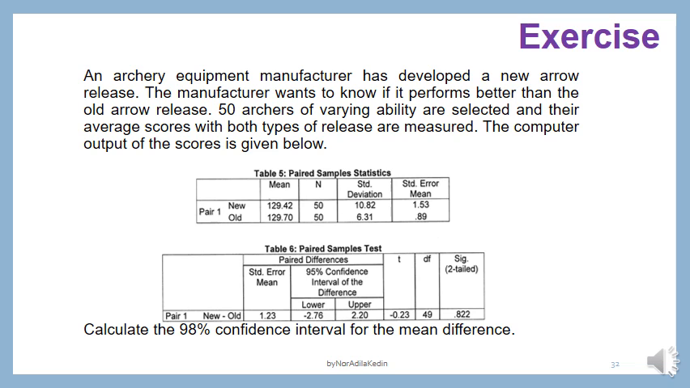Okay, untuk exercise ni, you all boleh cuba sendiri. Cuma saya explain a few things lah. Okay, dia kata, an archery equipment manufacturer has developed a new arrow release. The manufacturer wants to know if it performs better than the old arrow release. So 50 archers of varying ability are selected and their average score with both type of release are measured. And the computer output of the scores is given below.